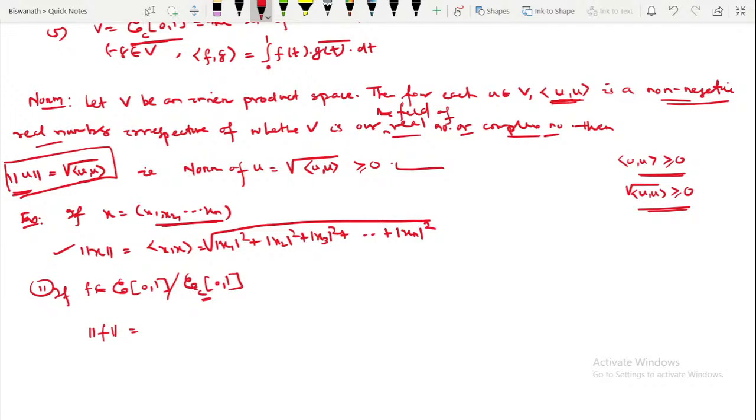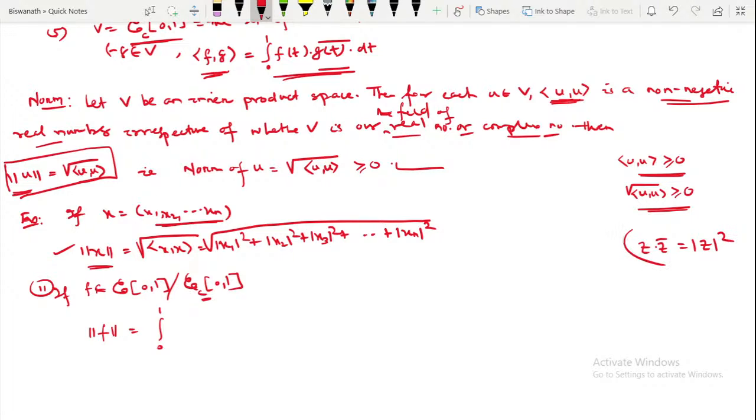In the same way it will be defined. We know the norm of x is the square root of the inner product. And we know what the inner product of f with itself is. This will be the integration from 0 to 1 of f(t) times g(t) bar, and in place of g(t) you have to put f(t), because we want to find the inner product of f comma f. So this will be f(t) times f(t) bar. We know z times z bar is mod z squared.